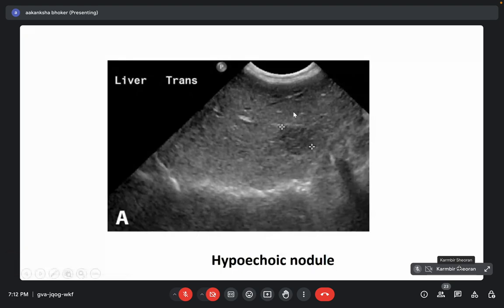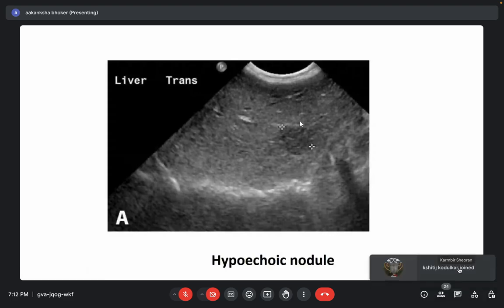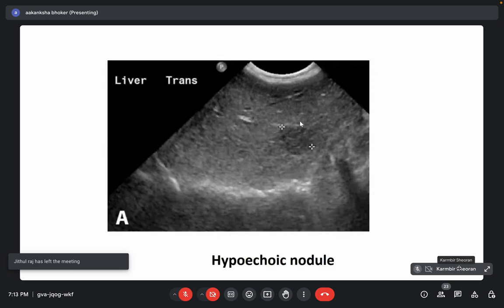And later only, maybe by taking some biopsy, can we identify these lesions. These types of lesions can be seen during the regeneration process also, nodular regeneration. Whenever the liver undergoes some toxic insult and it is regenerating, at that time also we can see the appearance of such types of nodules.